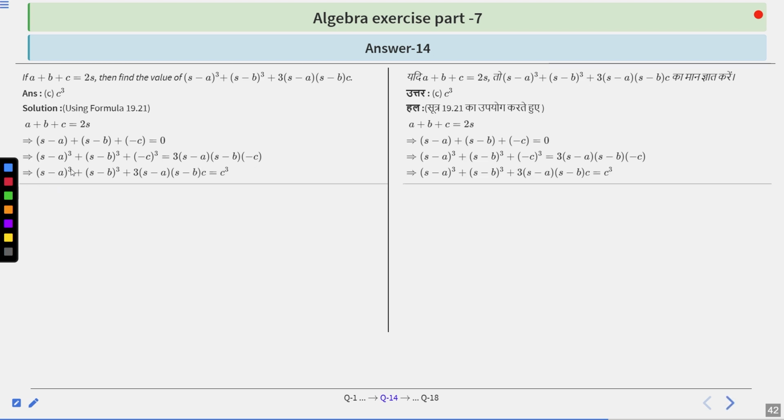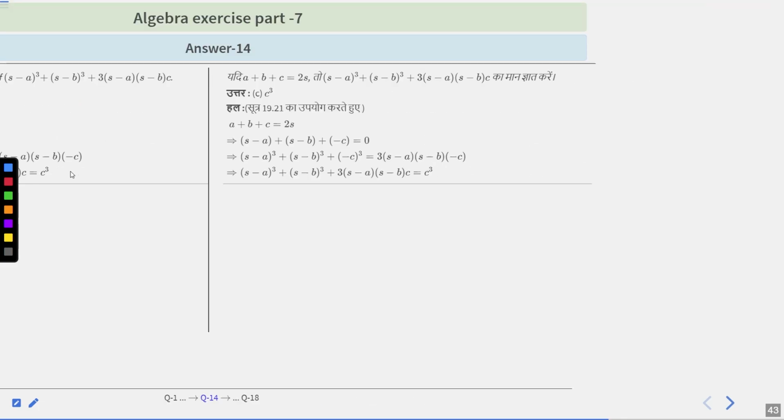Therefore, (s−a)³ + (s−b)³ + 3(s−a)(s−b)c is going to be equal to c³. We have taken this thing to the left hand side and (−c)³ to the right hand side. So we have got c³ as our answer. Option number C is correct.